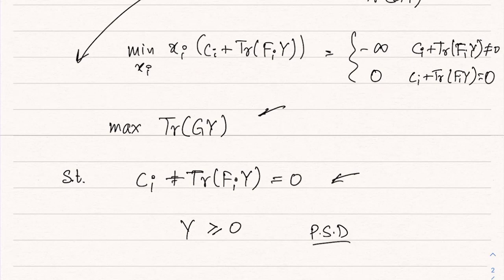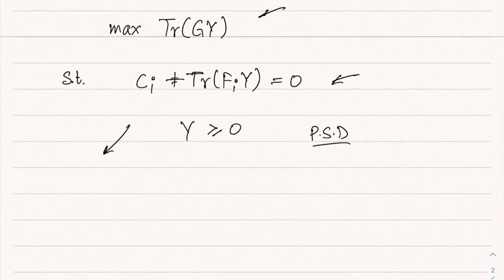Now the first question that you would ask is, is this a convex problem? We already have seen the LMI form, which was an SDP, and is the dual of an SDP a convex optimization problem? The answer to that is indeed yes. In fact, this is also an SDP. How is it an SDP? We can actually express it in the LMI form.